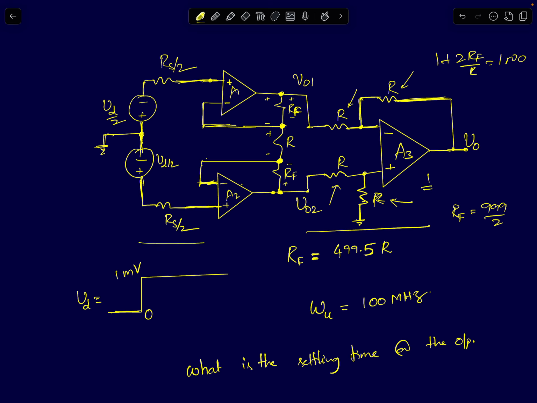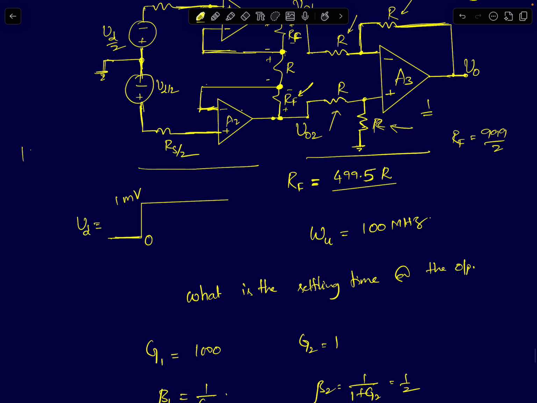The first stage gain is actually 1000 because the resistance RF is given to be 499.5 times R. So that is the first stage gain. If you want to write, it will be 1 plus 2 RF by R, which is 499.5 times 2, which will be 999, plus 1, which will be 1000.